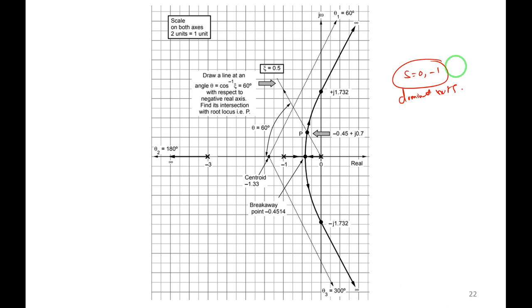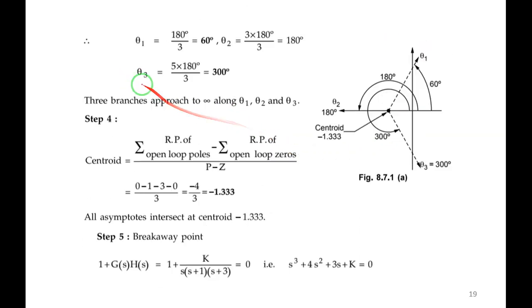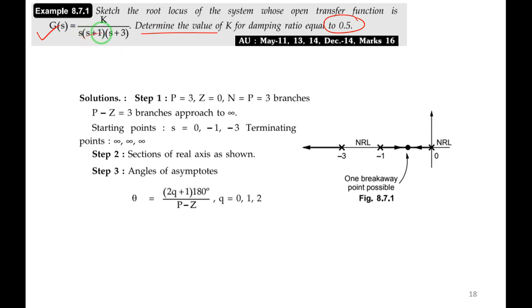These are dominant roots. But observe here, the other branch starting from -3 is moving towards the left half of the s plane and is far away from the imaginary axis. So this is not dominant, and I can neglect it. S equal to -3, I can neglect. Actually, this is a third order system, right? But s equal to -3 I can neglect. G of s is k divided by s into s plus 1.